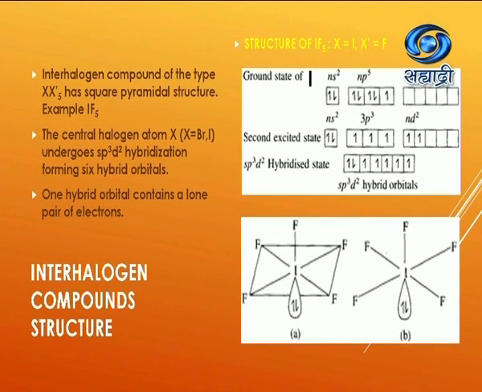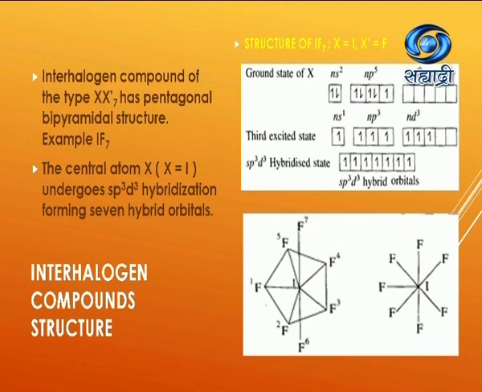One of the hybrid orbitals contains a lone pair. So an interhalogen compound of the type XX'5 has a square pyramidal structure. Example is IF5, iodine pentafluoride. The central halogen atom X undergoes sp3d2 hybridization, forming 6 hybrid orbitals. 1 hybrid orbital contains a lone pair of electrons. So in this case, there is only one lone pair. In the earlier type, there were 2 lone pairs.